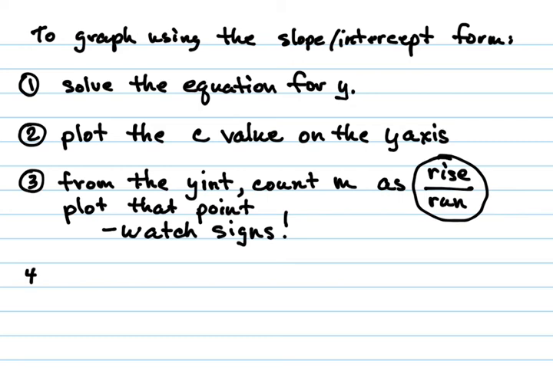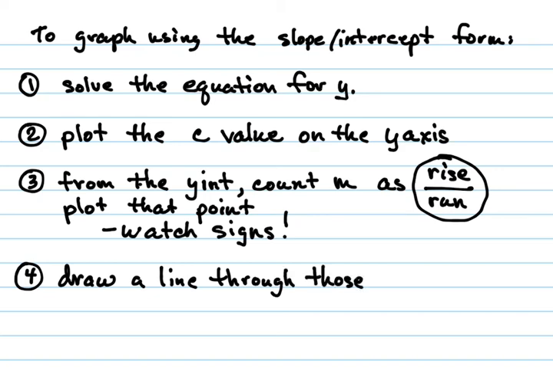Fourth step, draw a line through those points. So you'll have 2 points on your graph. You'll have the y-intercept, and then you'll have the new point that you got from counting out the rise over run. You're just going to draw a line through those points, but make sure that you go from edge to edge. Because remember, these things go infinitely, not just starting and stopping at your points.